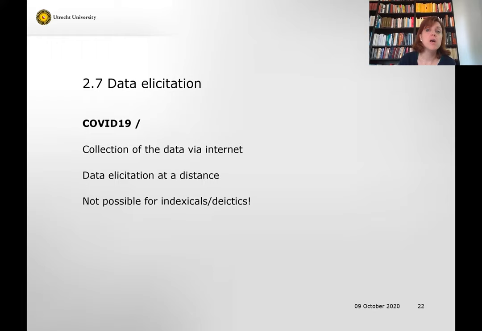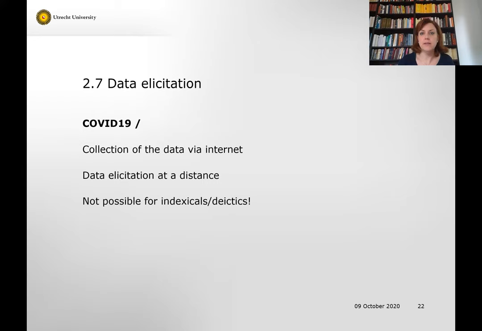With COVID, of course, we were supposed to go to the second fieldwork when everything was blocked. So we had to resort to data collection at a distance. We did manage to collect the data on differential object marking and null subjects, but we did not manage to collect the data on deixis and indexicals, because for that, you really need to be there in the room with the speaker. It is really impossible.